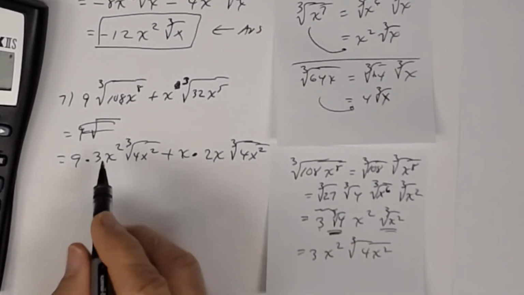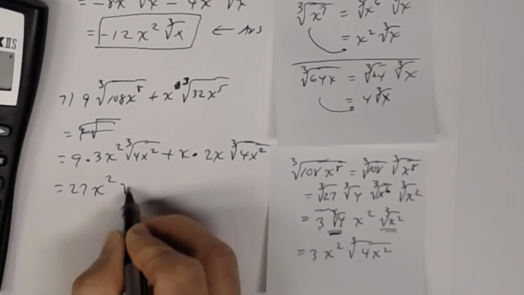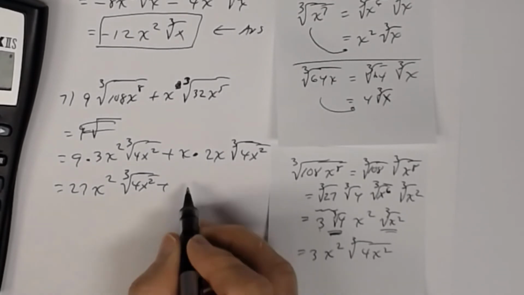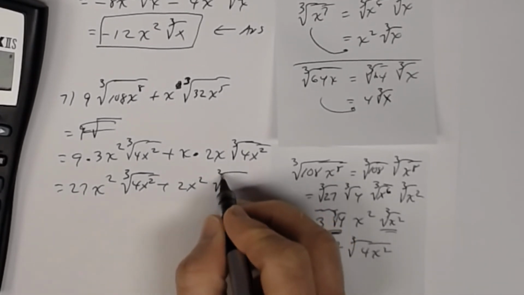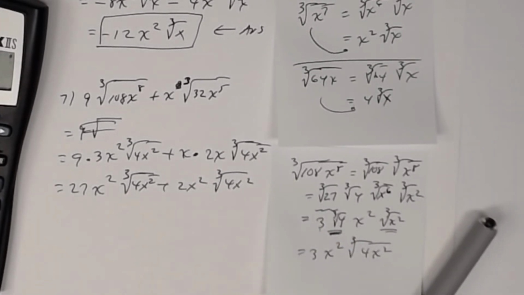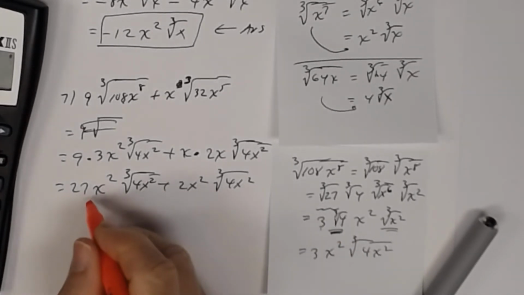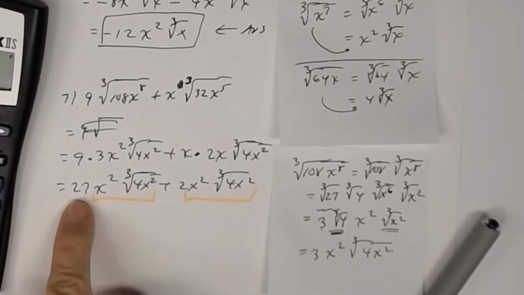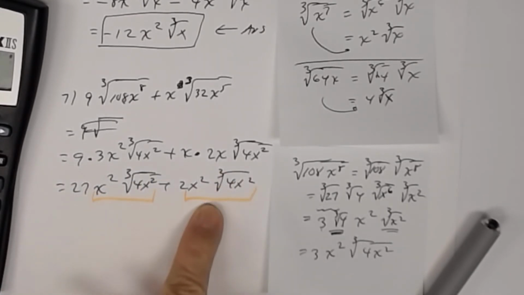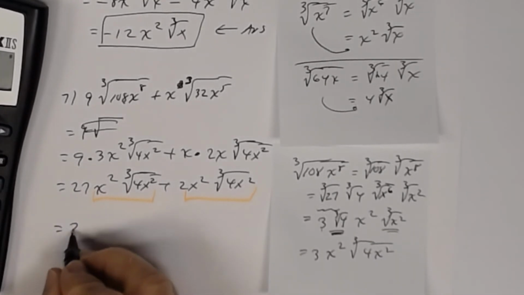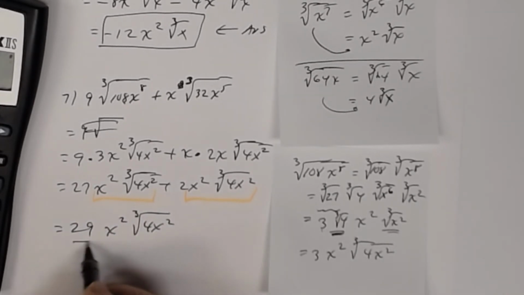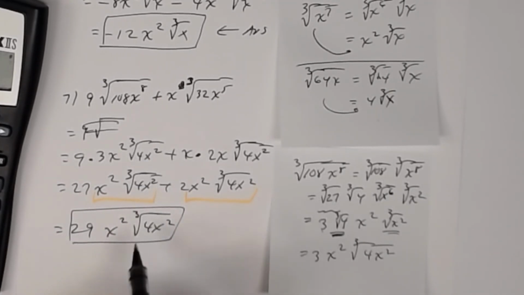9 times 3 is 27. So I get 27x squared cube root of 4x squared plus x times 2x, which is 2x squared, times the cube root of 4x squared. Now I want you to notice, and this is important, these are the same. So I have 27 of these and I have 2 of these. So altogether I have 29. So those are like terms. So I have 29x squared times the cube root of 4x squared. And there's the answer. So that's your work right here, and that will be your answer.